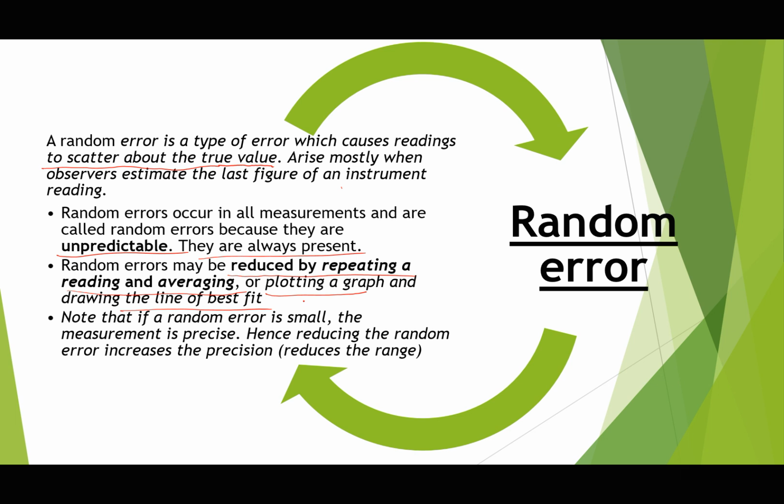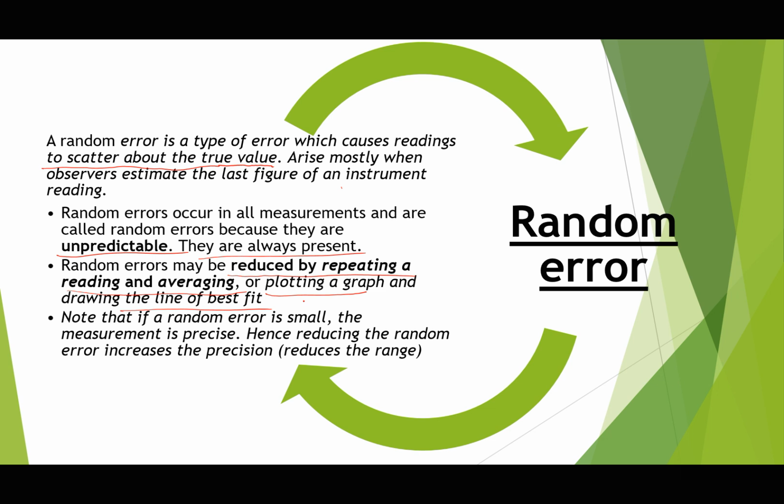Precision, random errors do not affect accuracy, they only affect precision. Systematic errors will actually not affect precision, but will affect accuracy. So I want you to note that very well. A random error will affect precision but not accuracy. Yet a systematic error will affect accuracy but not precision.